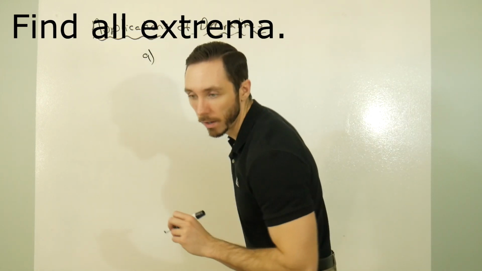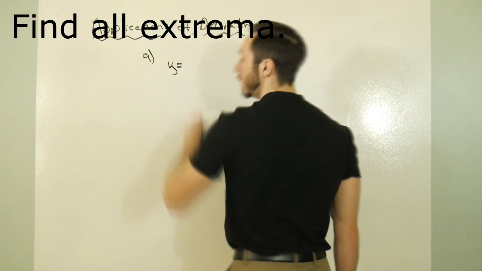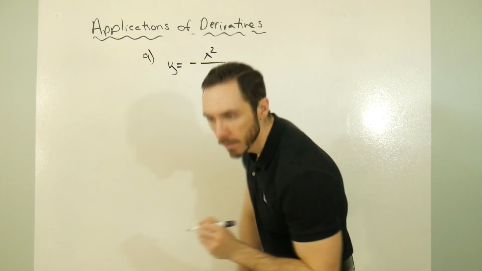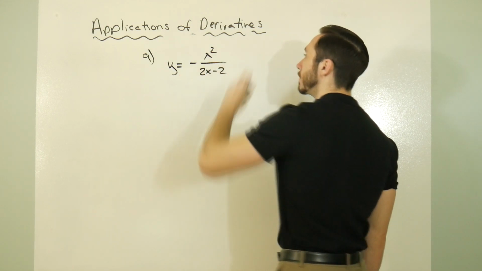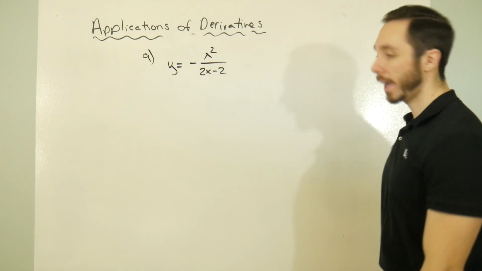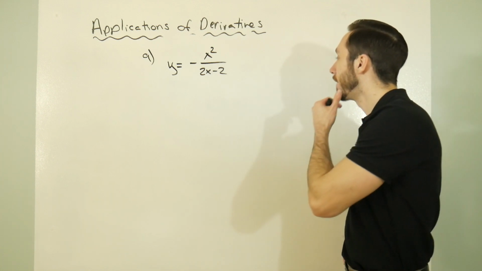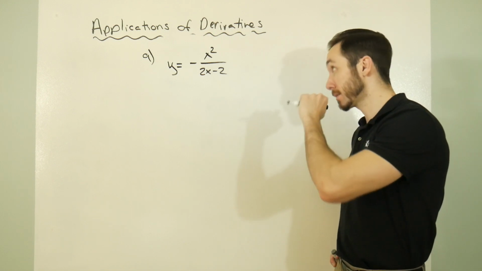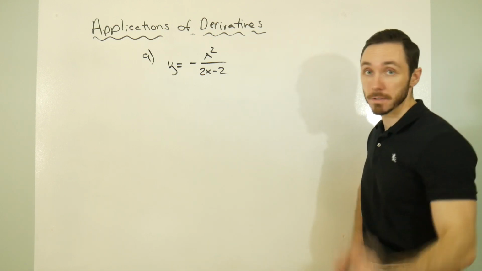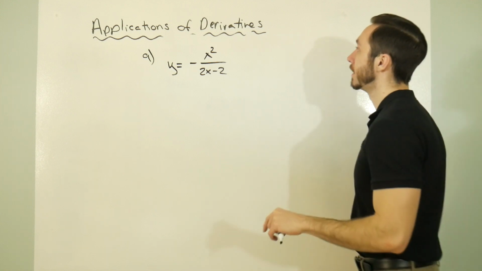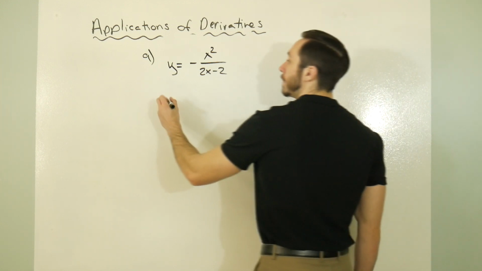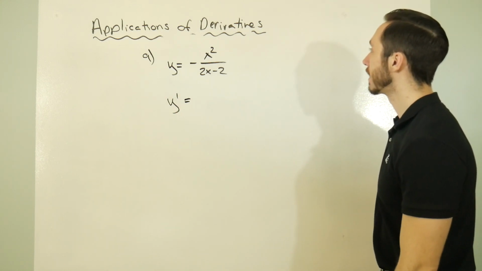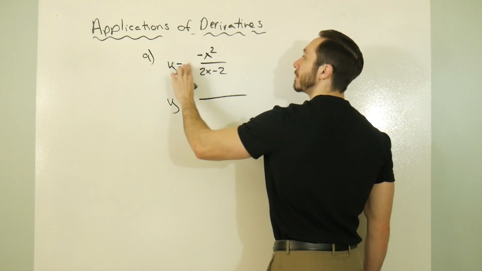First one here, so we're looking for all mins and maxes, both global and local. Negative x squared all over 2x minus 2. Alright, so I have no endpoints, so I don't have that to consider. Points of non-differentiability might exist. I'm not sure if that's going to help us too much. Let's look for the derivative first. That'll be most helpful. So y prime, oh man, a little bit of quotient rule action here, I guess. We'll attach the negative up top. That'll make our life a little bit easier.